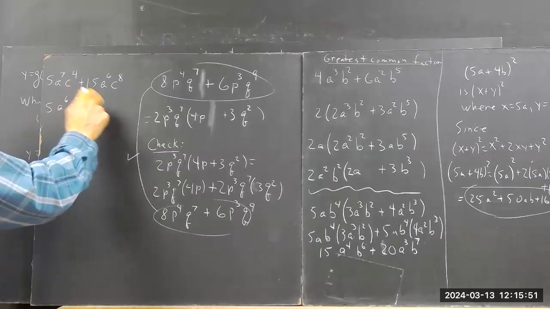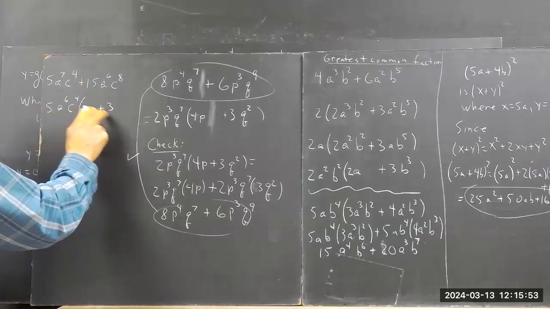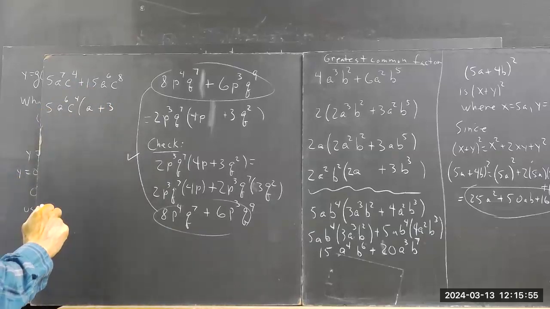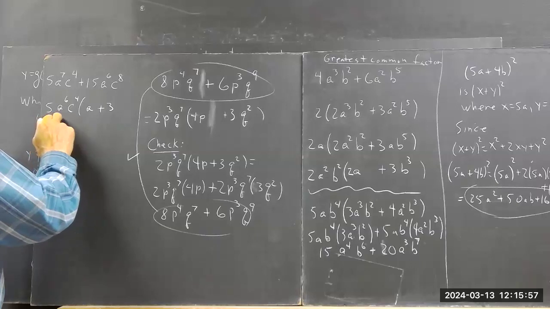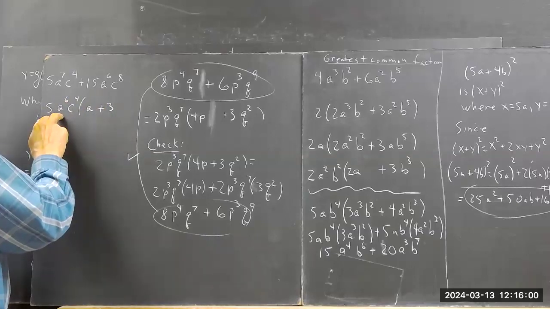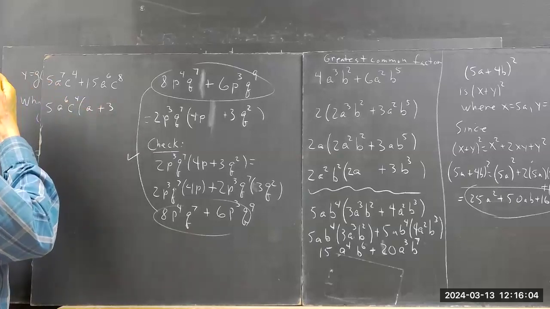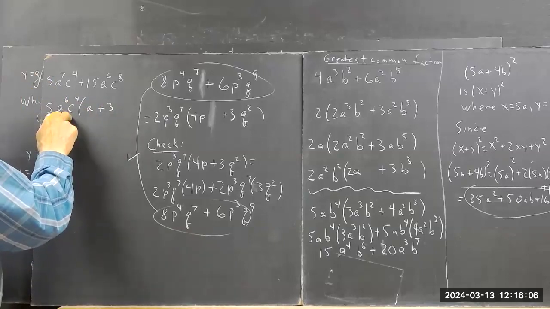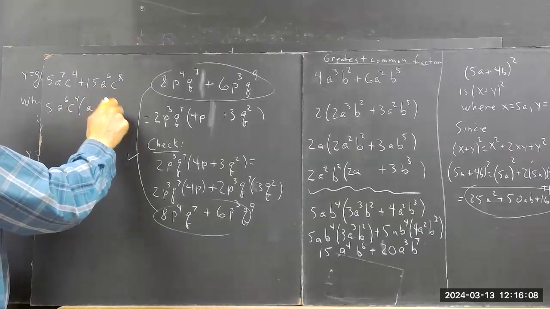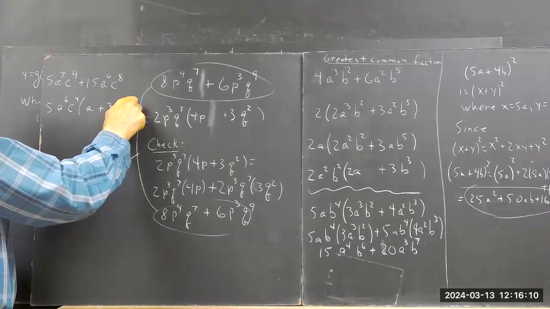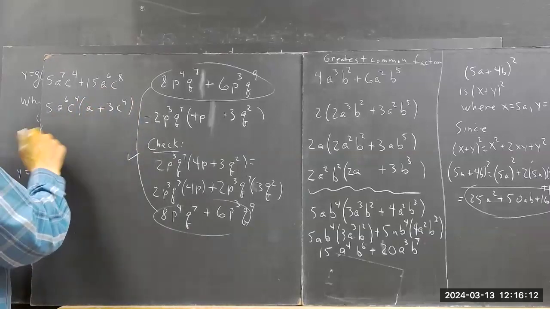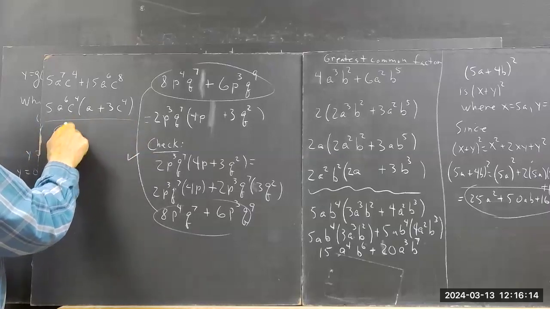What else do I need over here? I need a 3. 5 times 3 gives me 15. A to the 6th. I've got a to the 6th here. I need a to the 6th here, so I don't need any a. I've got c to the fourth here, I need c to the eighth, so I need c to the fourth, and right there it is.